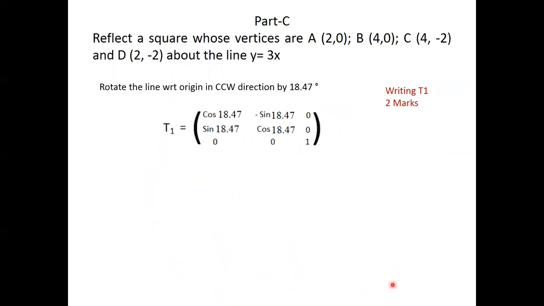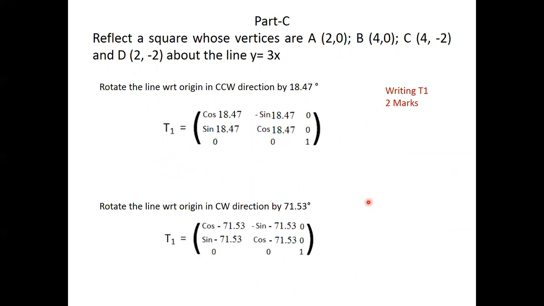Next, rotate the line with respect to the origin in the counterclockwise direction by 18.47 degrees, meaning the given line is rotated counterclockwise to match it with the y-axis. This is case A. For this case, this will be the rotation transformation matrix. Writing this carries 2 marks. Some of you might have rotated with respect to the origin clockwise to make the line coincide with the x-axis. In that case, this will be the transformation matrix.